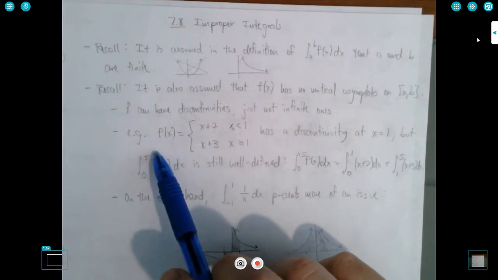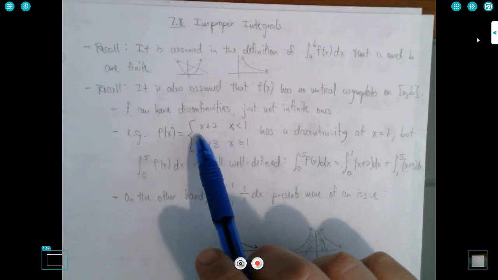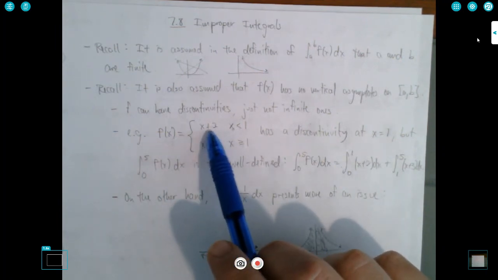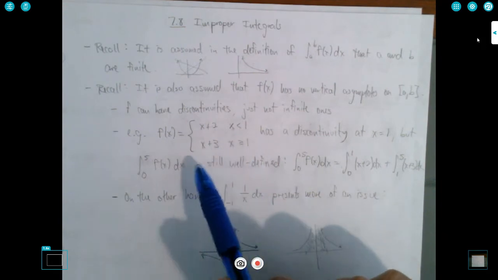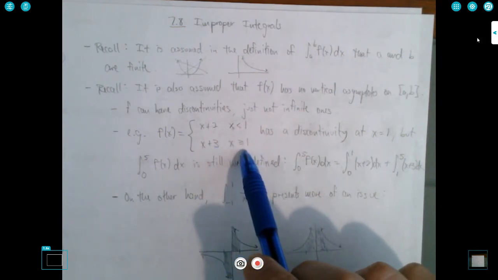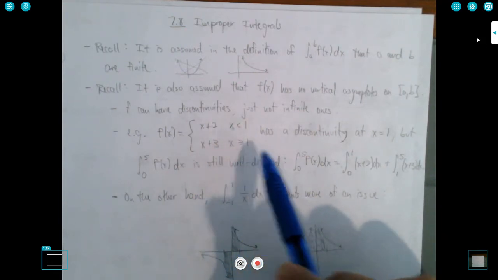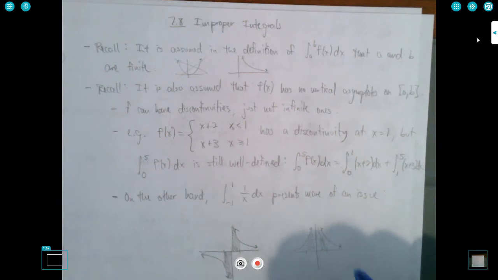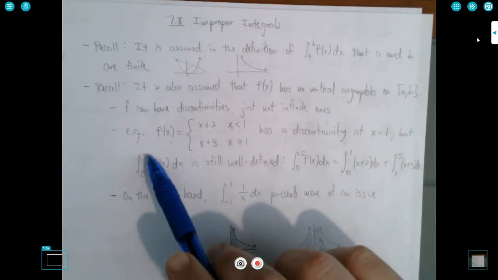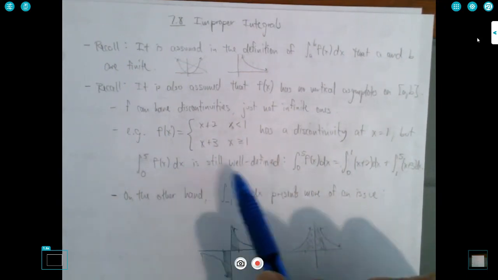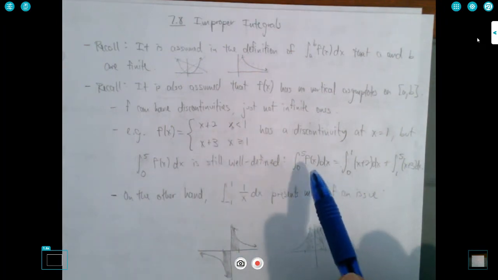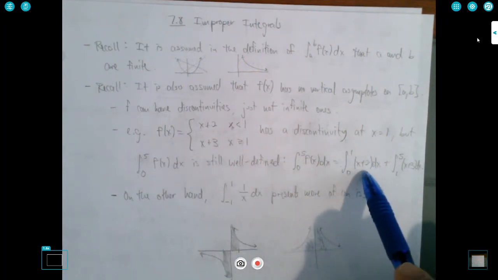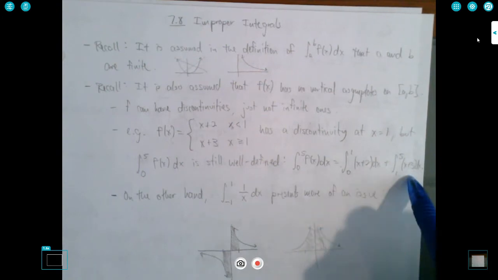So for example, this function here, f of x is x plus 2 when x is less than 1, but x plus 3 when x is bigger than or equal to 1. That obviously has a discontinuity at x equals 1. But the integral from 0 to 5 of f of x dx is still well defined because you can just split it where the discontinuity occurs, and you have no issues with that.